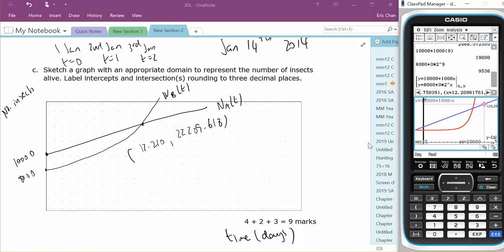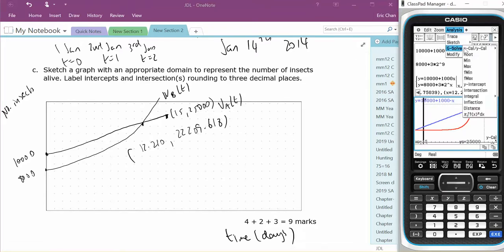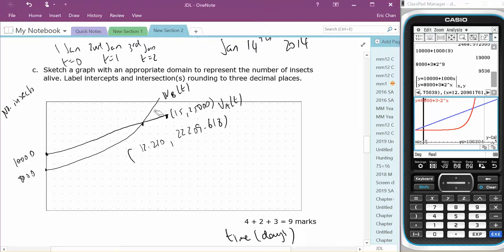So at x equals 15, it's 25,000. I'm going to cut this short a bit because we have to have an endpoint: 15, 25,000. For the other one, xcal, ycal. I need to click the up down button to select the other graph. X value 15, y value would be 106,304. So my graph would be like this, with the endpoint 15, 106,304.